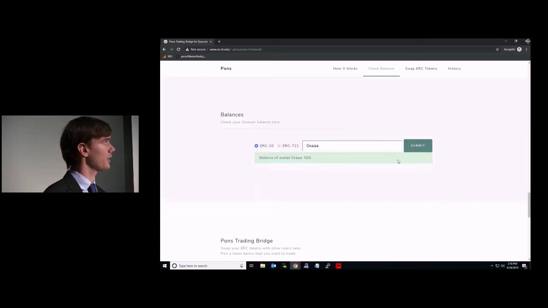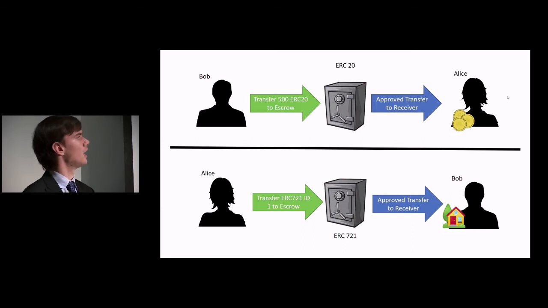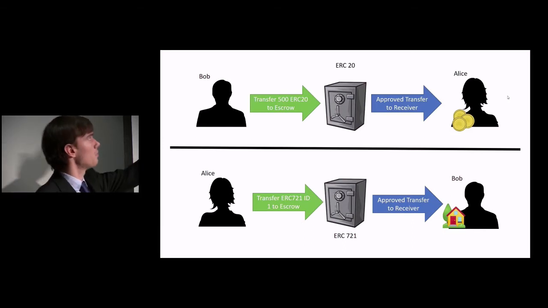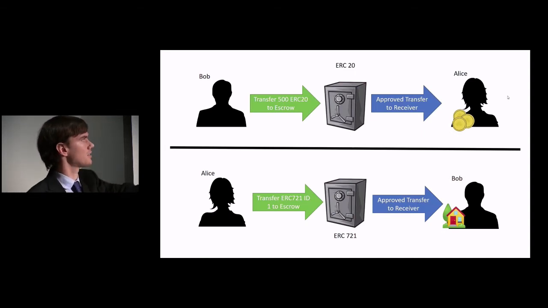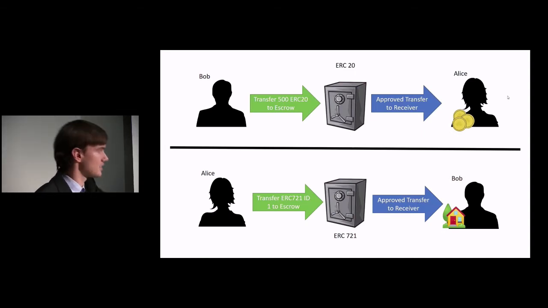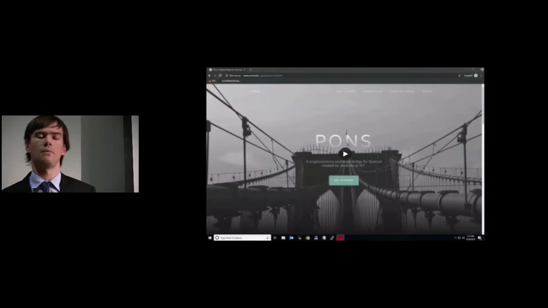Alice should have 500 ERC20s, which she does. And now we're going to do the same thing for Bob at BBB, and he should have the one ERC721 transferred from Alice. For an overview of what just happened, Bob gave his asset to his escrow. That escrow was then approved to give the asset to Alice on one blockchain. On the separate blockchain, Alice gave her asset to her escrow, and then that escrow was approved to give it to Bob, successfully swapping both tokens.